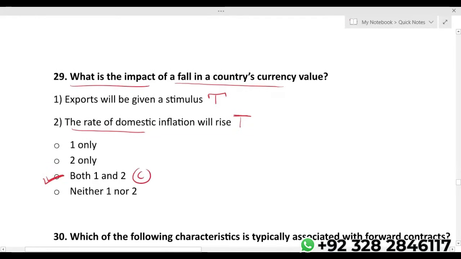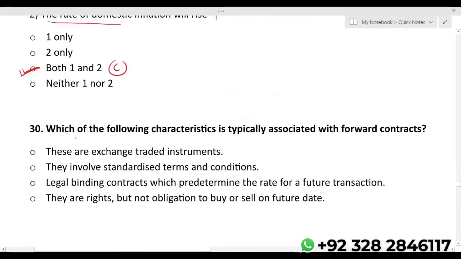C. Which of the following characteristics is typically associated with the forward contract? See, forward is an OTC product which is available from banks. It is tailor-made.